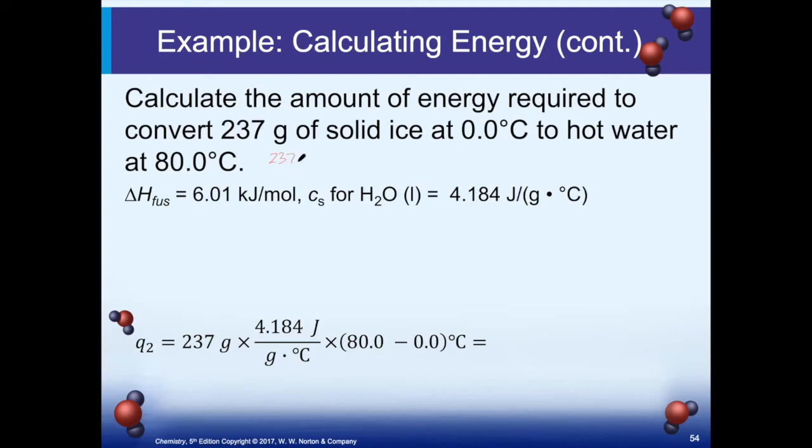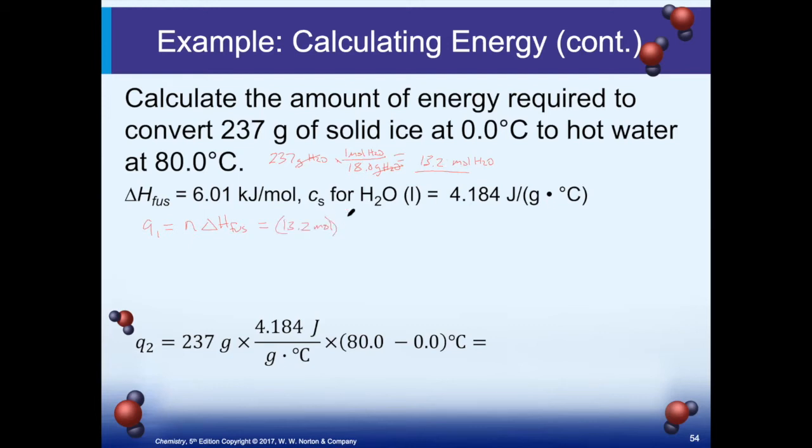237 grams of H2O, and I know that 1 mole of H2O is 18.02 grams of H2O. So grams over grams cancel. I'll do that calculation real quick so I've got a number to work with. 237 divided by 18 is 13.2 moles of H2O. So like I said, the first thing I'm going to do to calculate Q1 is the number of moles times the delta H of fusion. Well, I just learned the number of moles. It's 13.2.